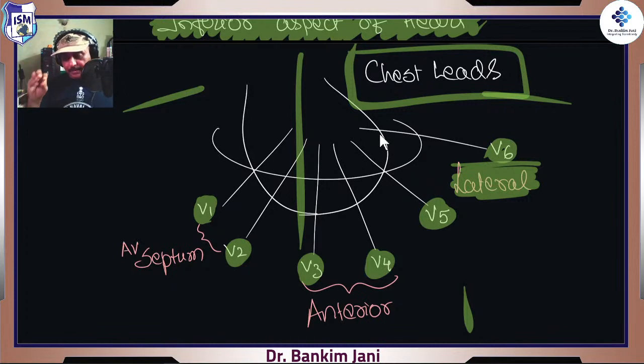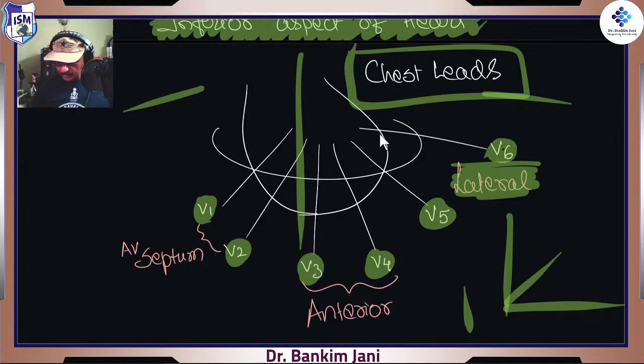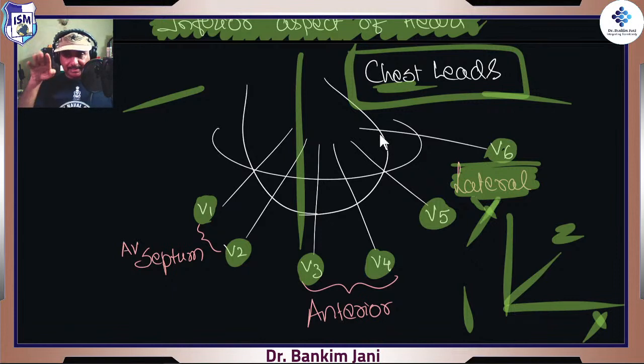So when they are put directly on the chest, it is like if this is the Y-axis, this is the X-axis, then the axis passing between me and you directly like this is the Z-axis, right? This is Y, this is X, and that's the Z-axis. So in chest leads, you are watching the heart from the Z-axis.